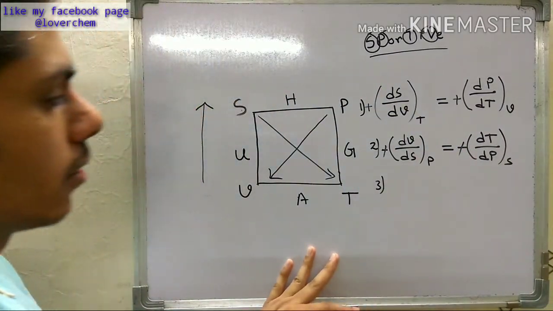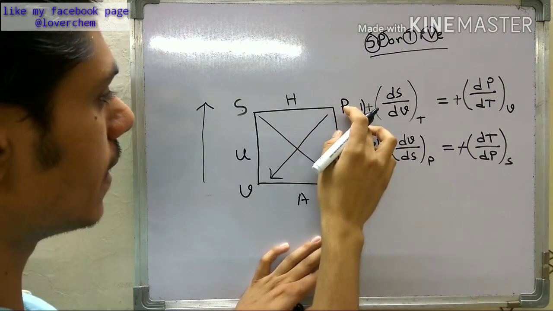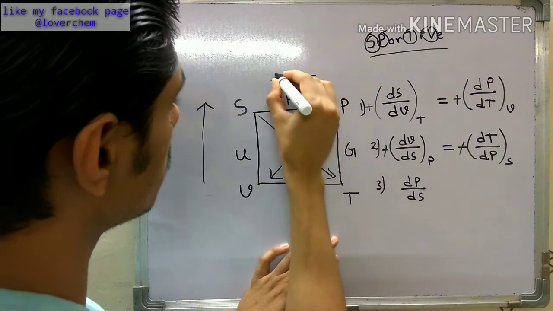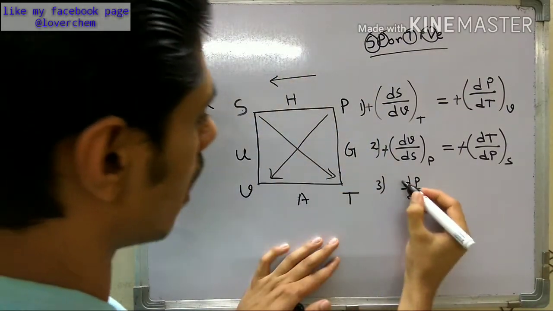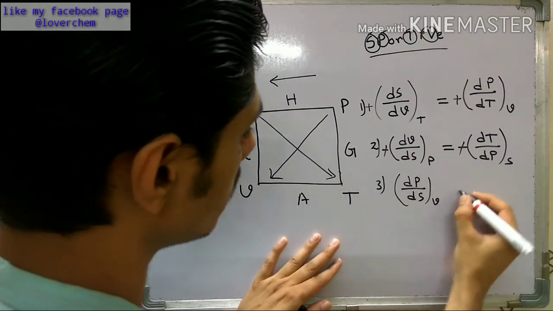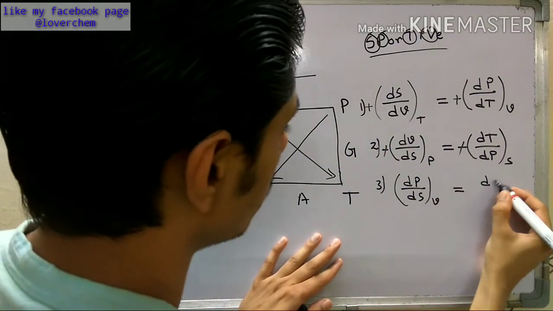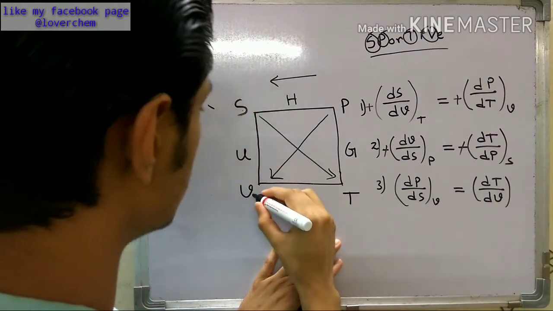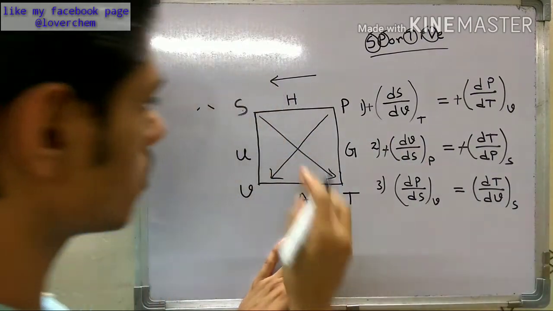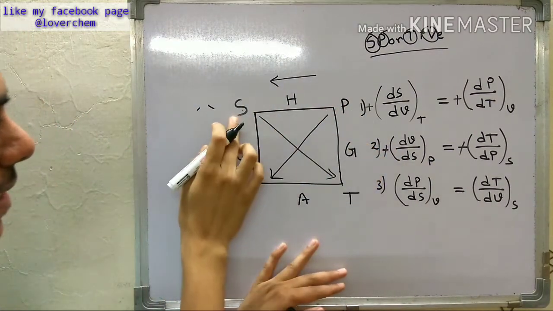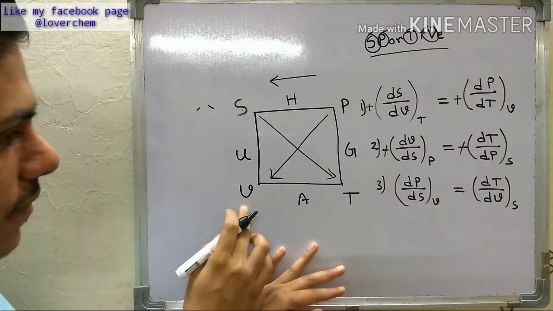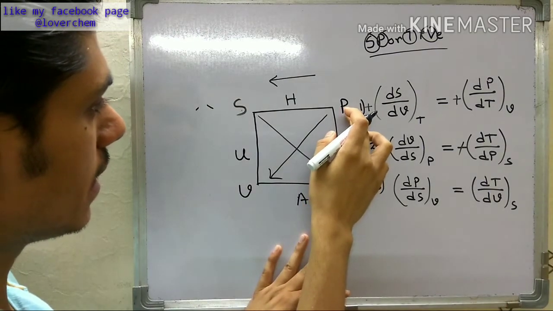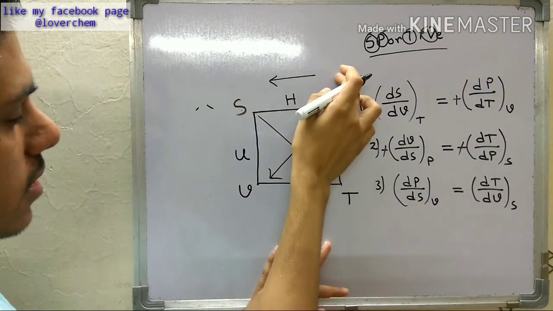Now the third relationship. Now you can have dP dS, that is we are coming from this direction, this to this. Now we have to fix the constant as V, and here we will have dT dV at constant S. So first dP dS at constant V and dT dV at constant S. Now you have to determine the sign. You can see when we are coming from dP dS, we are coming from this direction to this direction.